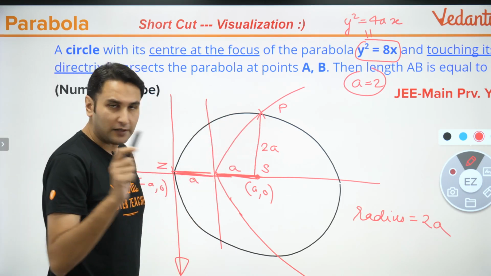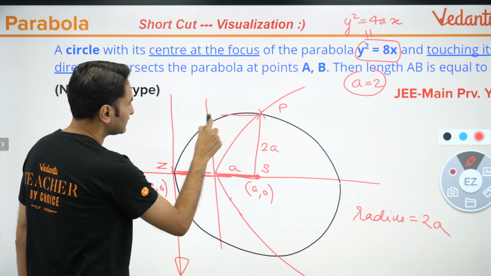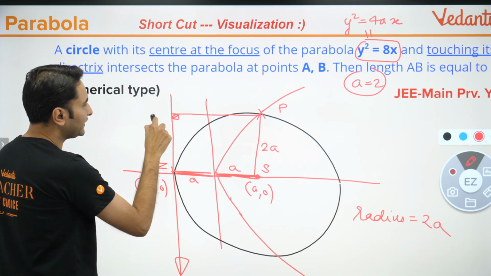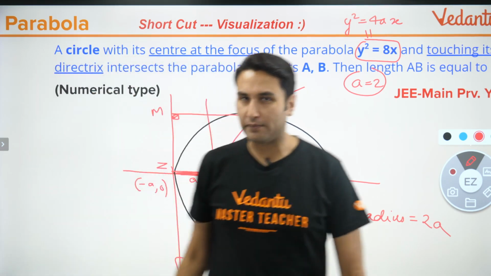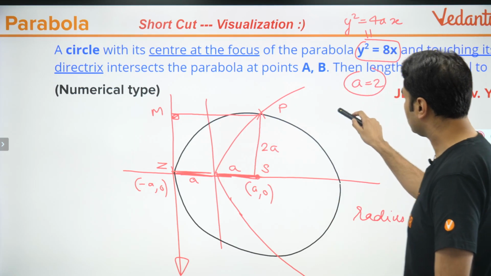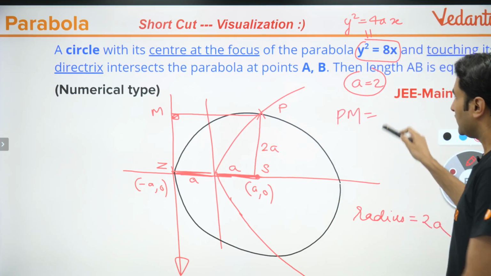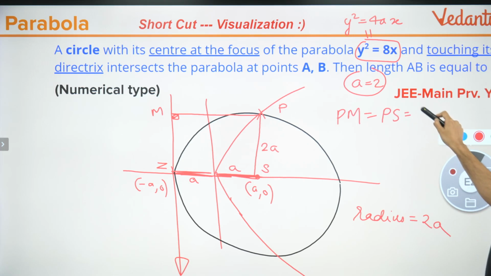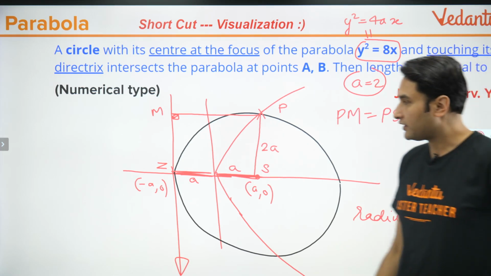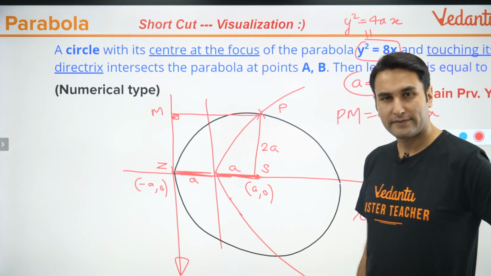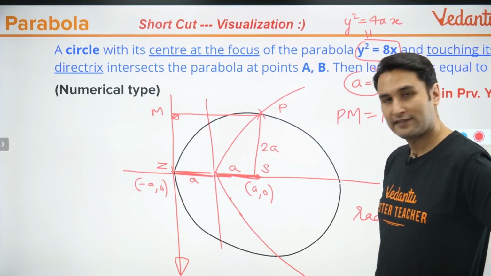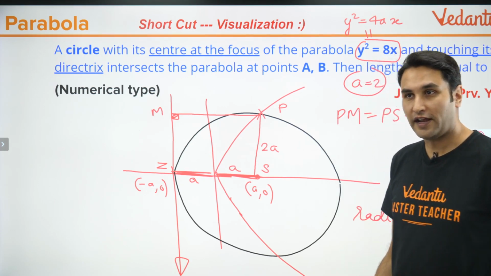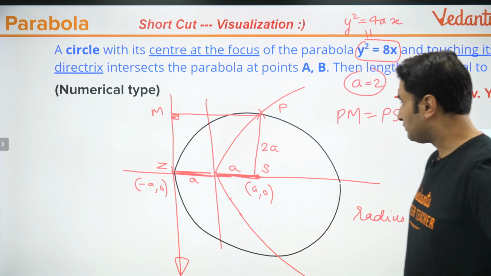Now tell me, what is this distance? Let me call it M. Can you tell me what PM is? You know PM is equal to PS, which is equal to 2a, right? Yes or no? All of you know? So this is 2a. So it became very easy.